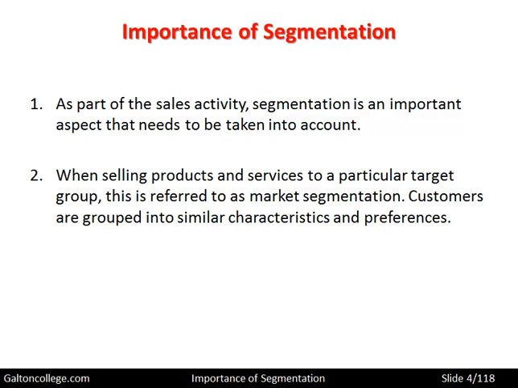Customers are grouped into similar characteristics and preferences. Similar characteristics, it could be to people over the age of 60, it could be to people under the age of 20, it could be to people who live in cities or people who live in the countryside. Segmentation can be almost on any basis, but it must be clearly stated what the segmentation is, so that the marketing department clearly understand who they're targeting and the characteristics of the people that they're targeting.